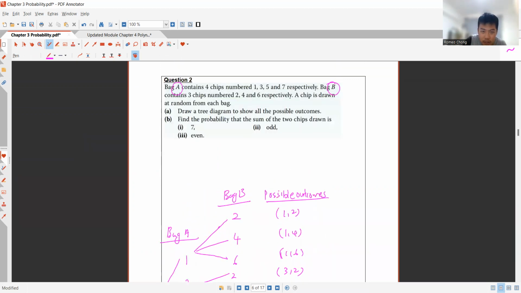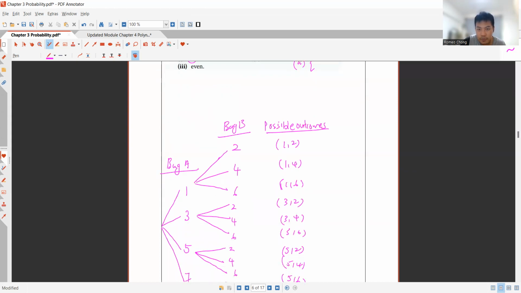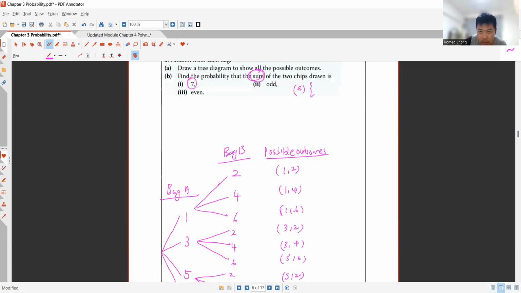Okay, let's look at the next one, the first one. You want to find the probability that the sum of 2 chips is equal to 7. So for A, the sum is 7, right? Let's see how many of them have a sum of 7. The first one, 2, no, 6, 7. Yes, the first one is 1, 6. Okay, 1, 6 is accepted.